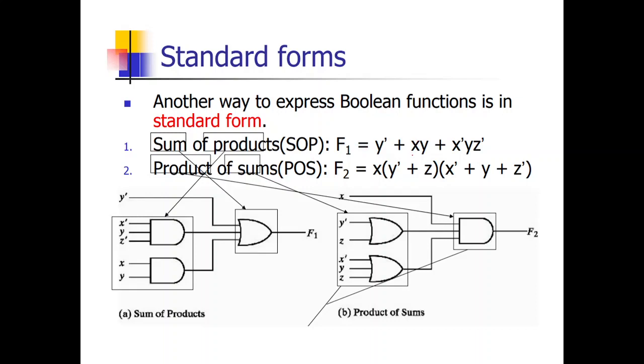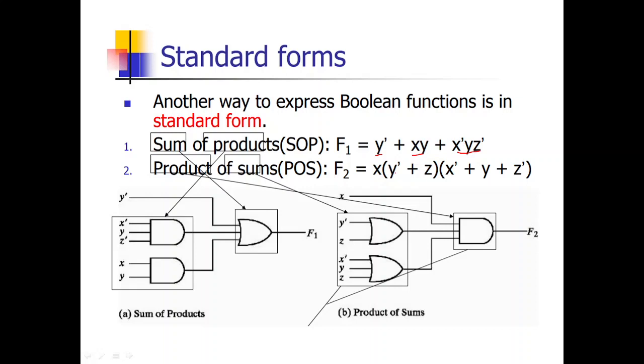So here is an example for sum of products. The product terms are summed here. This is y dash, a single variable, so we can't call it a product because it is a single variable term. See here, it is xy, x dot y, that is a product term. Here is x dash y z dash, which is also a product term. So these product terms are summed here. So this is sum of products.